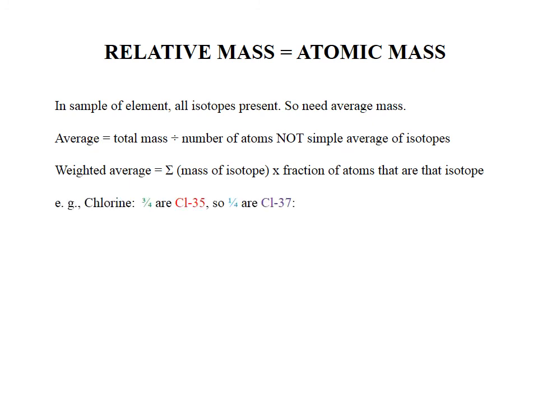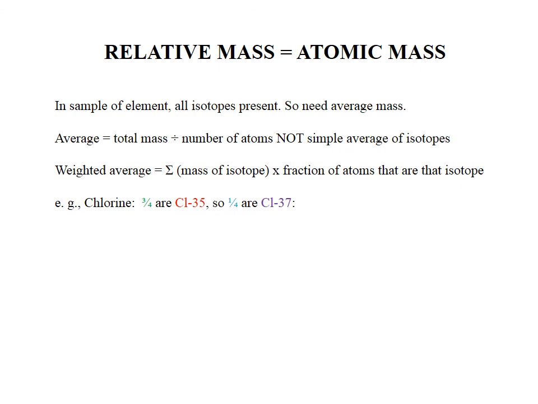So for example, in chlorine, we already know chlorine has 2 isotopes, chlorine 35 and chlorine 37. I'm telling you, and pretty much I'd have to tell you, you can't just look at the periodic table or anything to get this information, that in chlorine, 3/4 of the chlorine atoms are chlorine 35. And so the remaining fourth, and remember that if there's only two isotopes, you've got to add these fractions together to get one. So if 3/4 are chlorine 35, there's a fourth remaining that are going to be chlorine 37.